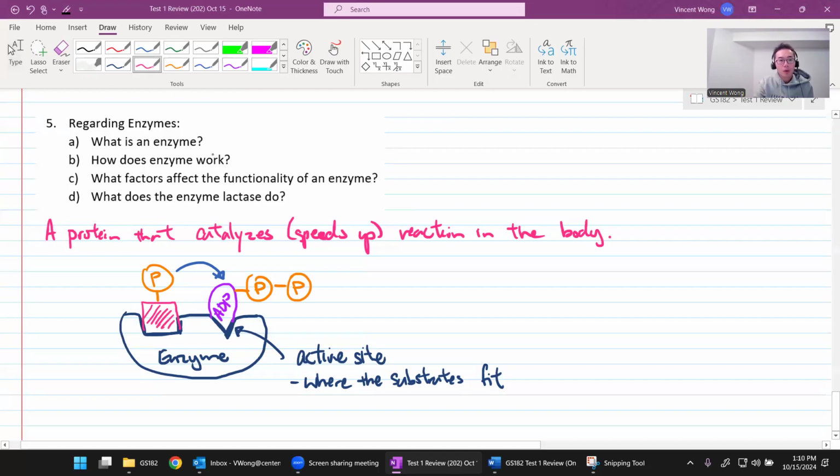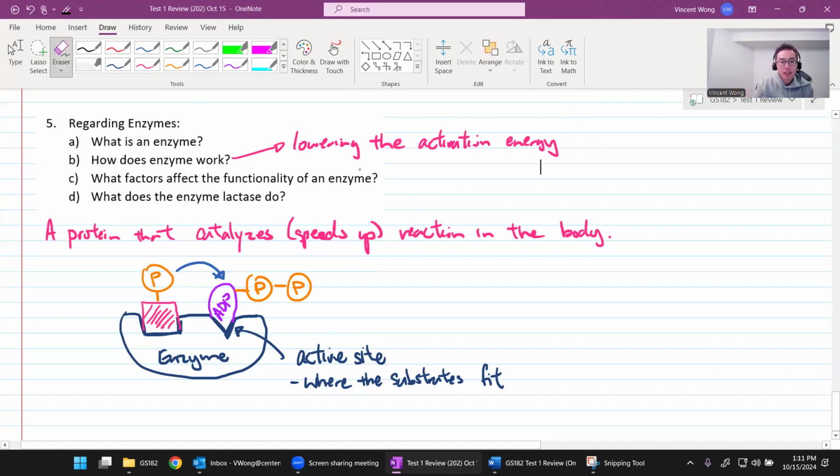Okay, so how does it work? Well, enzyme works by lowering the activation energy. Activation energy is the energy we need to supply before a reaction can take place. Usually that amount of energy is quite high and it's not sustainable in the body. So with the help of an enzyme, you reduce that activation energy.